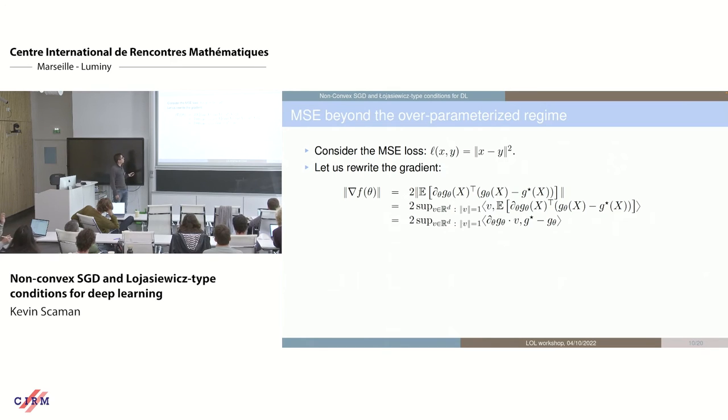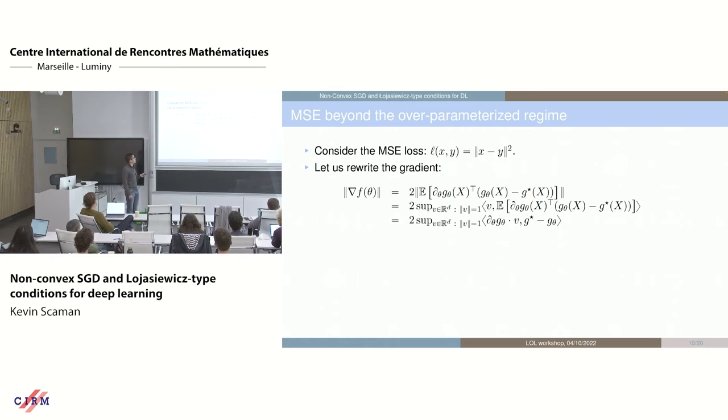Okay, so the norm of the gradient, you will rewrite it this way. I mean, you just have replaced the gradient of the loss by its value. And the trick here is to replace the norm of this vector by a supremum over all vectors of the scalar product between the vector and any vector that is of unit norm. That is just a trick that allows us to take the expectation, put it outside of the scalar product, and get a quantity that has a lot of meaning.